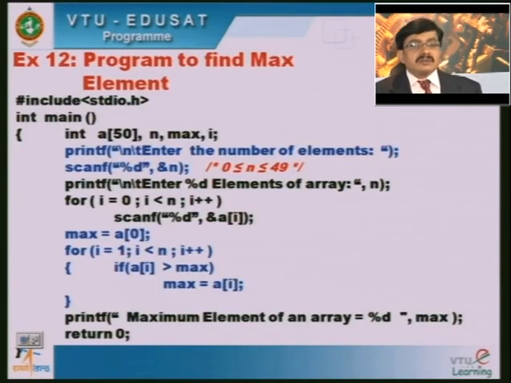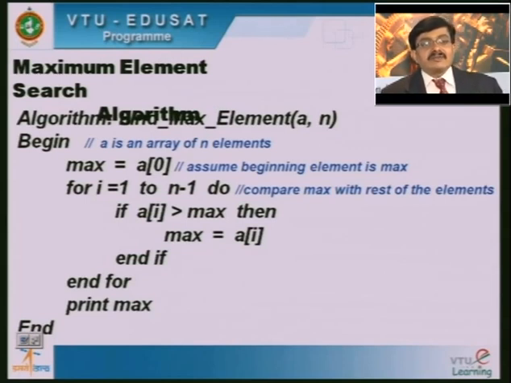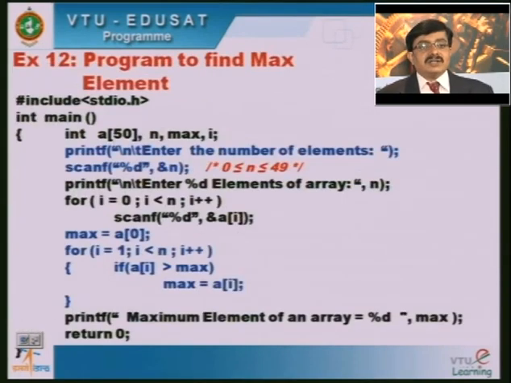Now if you write the program associated with this, the first statement is max is equal to a of 0, then we have the looping construct, and then a condition that has to be simulated. This algorithm is not really a program; it has English-like instructions, which have to be converted into programming language instructions. If you look at this code, a of 50: I am assuming a is an array of 50 integer elements.